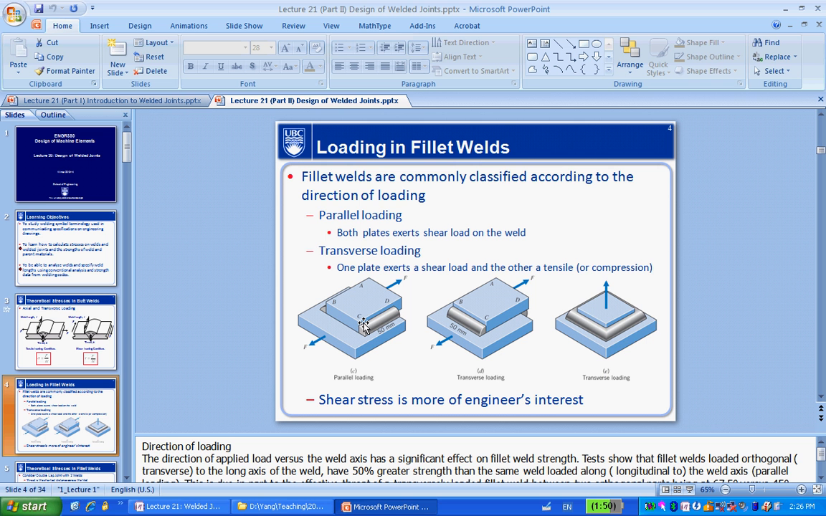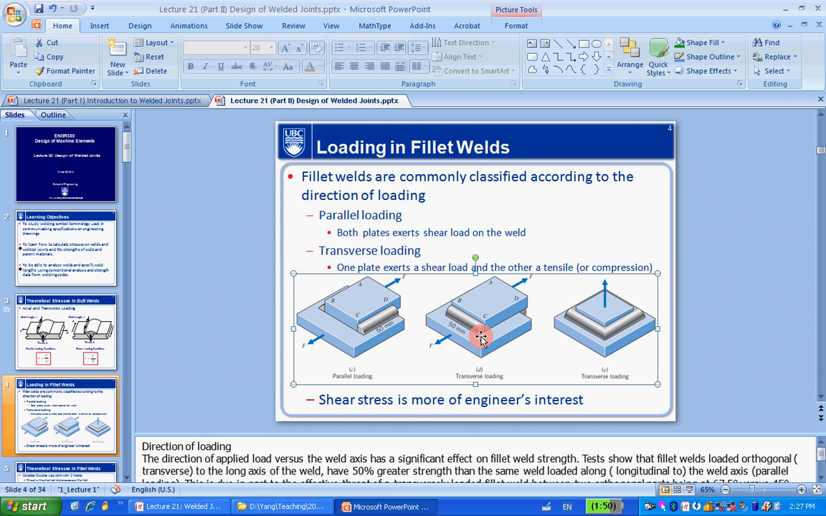But for these two here, if you weld it this way, and then you apply the force, for example, if you look at this one, at the bottom of this weld, that's shear. But at the other side, that's a normal stress. So that's basically called transverse loading.